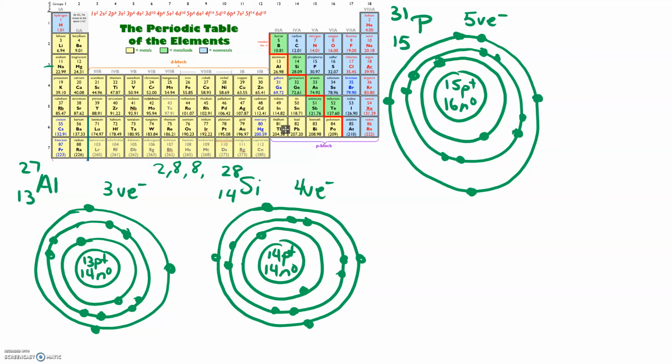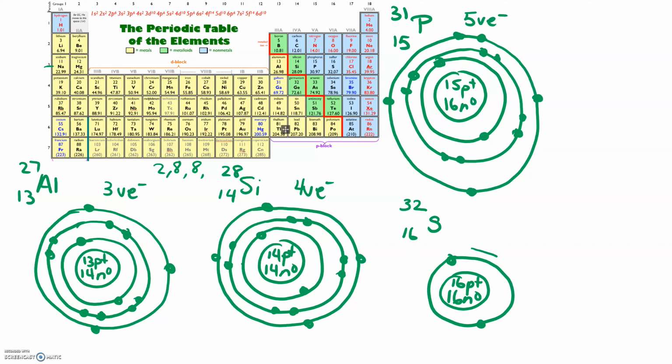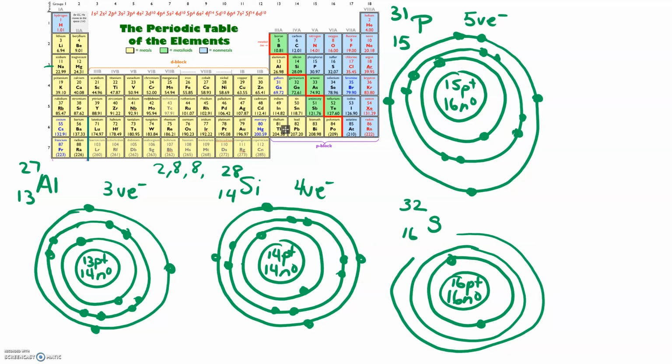Okay, so we have done up to phosphorus so far. Let's do sulfur. Sulfur has mass 32, atomic number 16. Very easy, guys. 16 for the protons, 16 for the neutrons, and it's going to have 3 circles because it's in period 3.